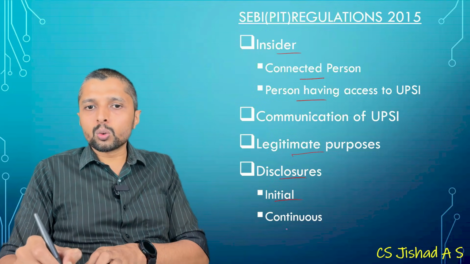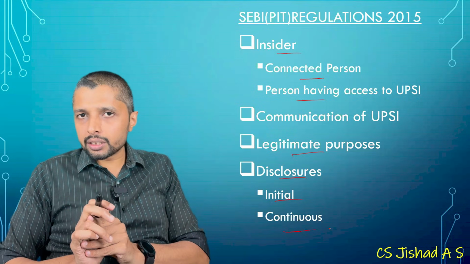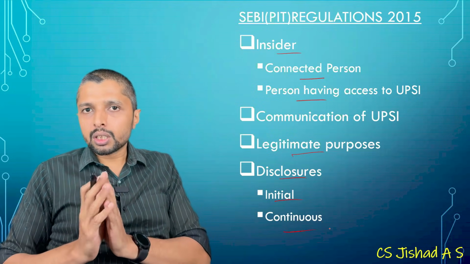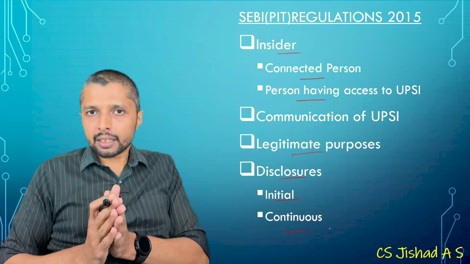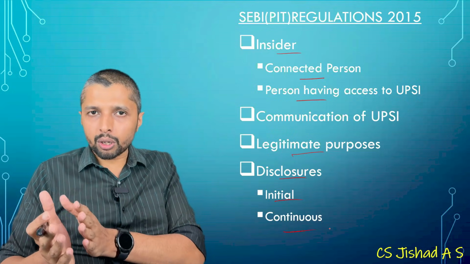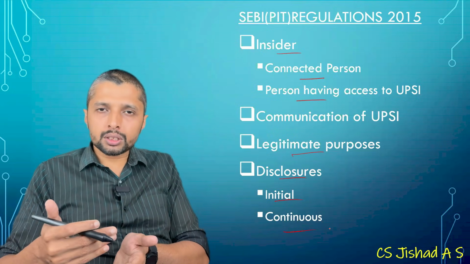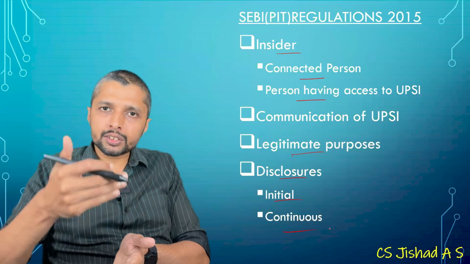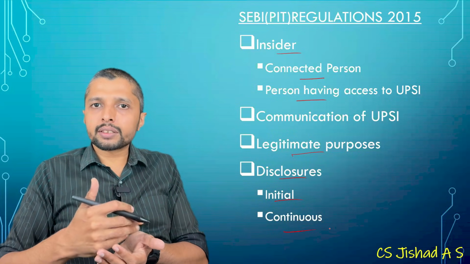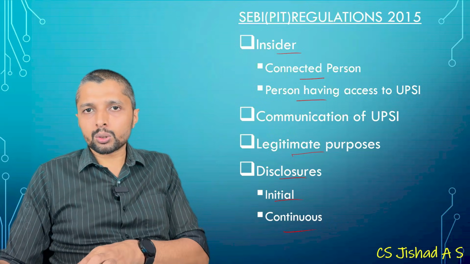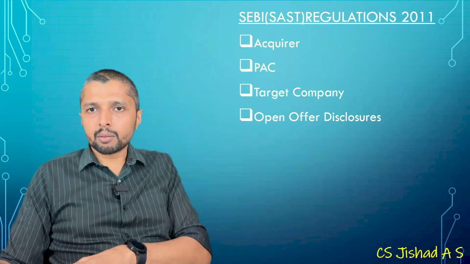Then there are 2 disclosures. Basically, an initial disclosure and a continuous disclosure with respect to your insider regulations. It means when you are joining a company, you will have to make a disclosure. Afterwards, if trading by the insider in a calendar quarter exceeds 10 lakh, you will have to make a continuous disclosure to the board or the respective persons.